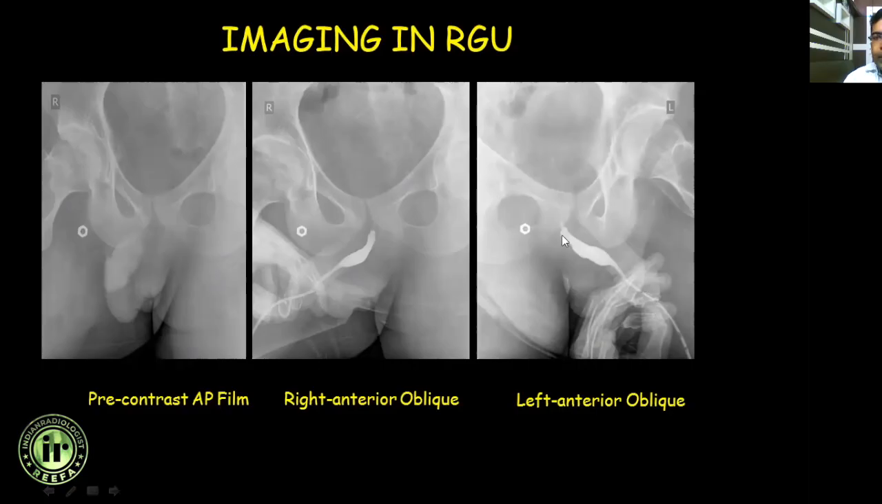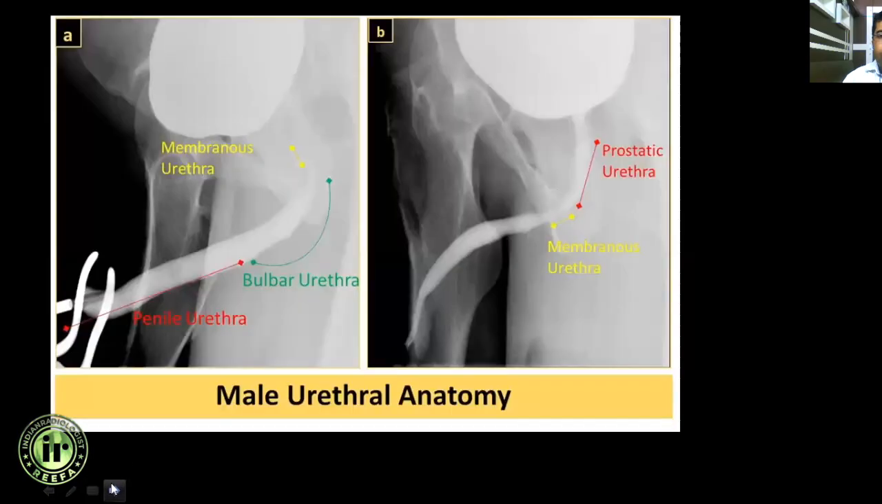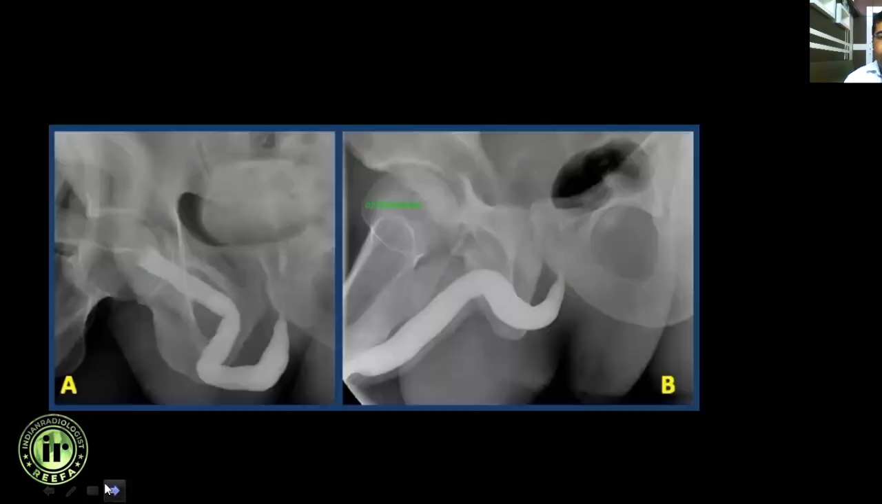You can see the contrast entering into the membranous part, as well as a small stream noted in the prostatic part. Usually you're supposed to see contrast entering into the urinary bladder also, right? So again, the more thoroughly you see the anatomy, the less you would make mistakes in identifying the pathologies. So this is the anterior penile urethra, the bulbar urethra, the membranous, and this is the prostatic urethra, as well as contrast seen entering into the urinary bladder, right?